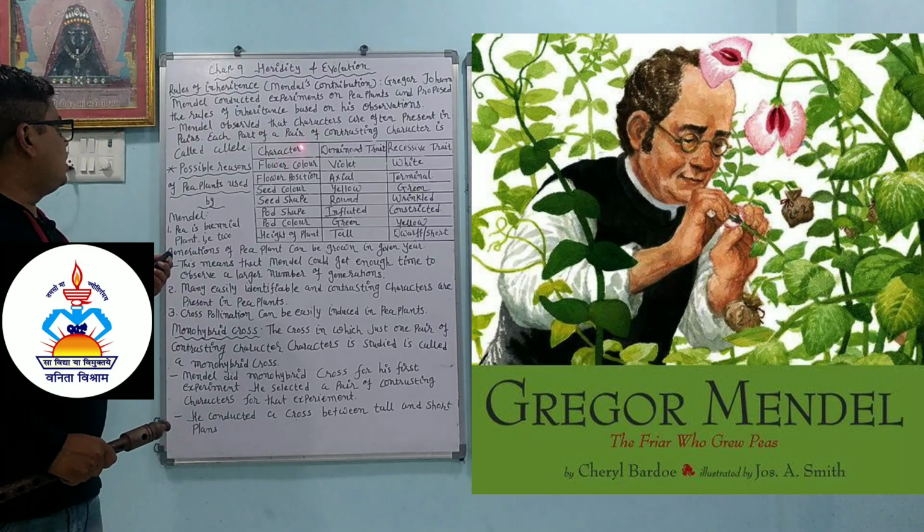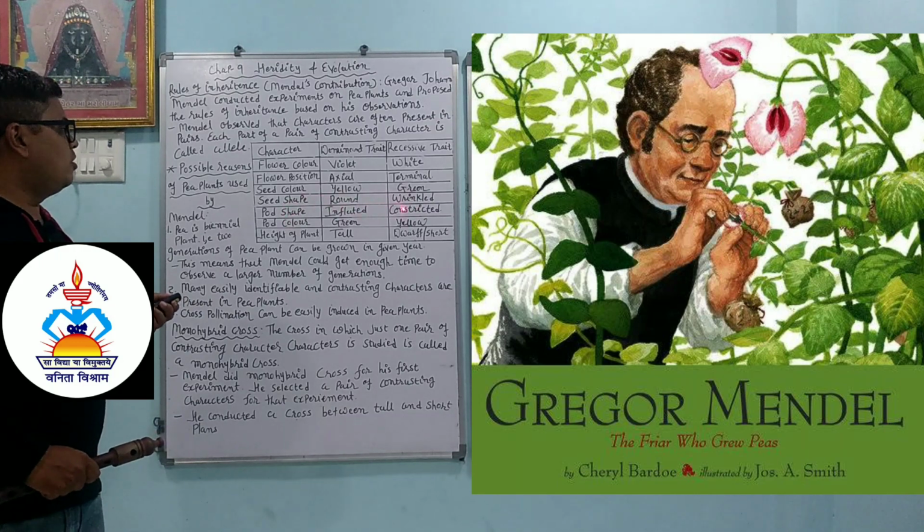Like first we will think about one character each: flower color, that is violet or white; flower position, axial or terminal; seed color, yellow or green; seed shape, that is round or wrinkled; pod shape, that is inflated or constricted; pod color, that is green or yellow; height of plant, that is tall or dwarf.